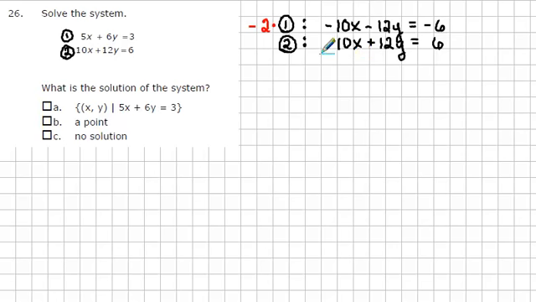At this point, we go ahead and add the two equations together. When we add minus 10x plus 10x, we get 0x. When we add negative 12y plus 12y, we get 0y. And when we add negative 6 plus 6, we get 0. Well, 0x plus 0y is simply 0, so we get 0 equals 0. Both of our variables are eliminated, and the end result is a true statement.